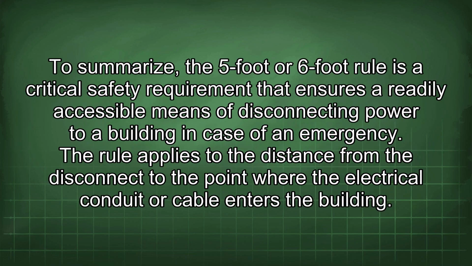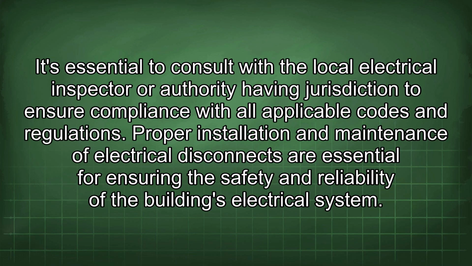To summarize, the 5-foot or 6-foot rule is a critical safety requirement that ensures a readily accessible means of disconnecting power to a building in case of an emergency. The rule applies to the distance from the disconnect to the point where the electrical conduit or cable enters the building. It's essential to consult with the local electrical inspector or authority having jurisdiction to ensure compliance with all applicable codes and regulations.